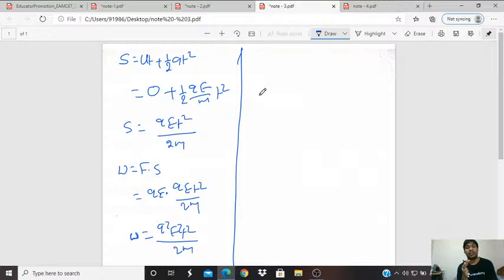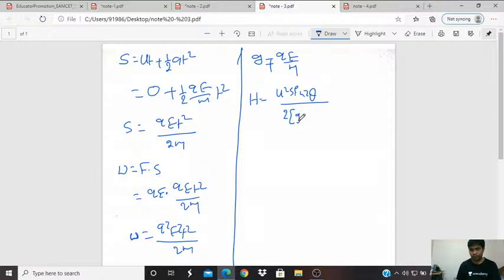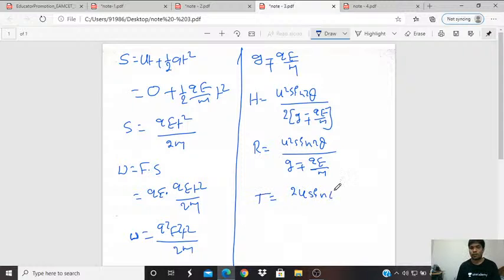Instead of g, we can apply the acceleration due to this electric field also. That means instead of g we can substitute g plus or minus a. What is a here? QE by m. Now maximum height U square sine square theta by 2 into g minus or plus QE by m. Range U square sine 2 theta by g. Time of flight 2u sine theta by g.